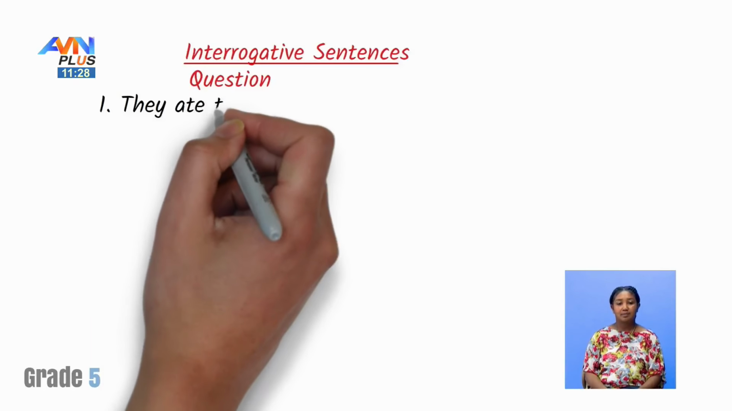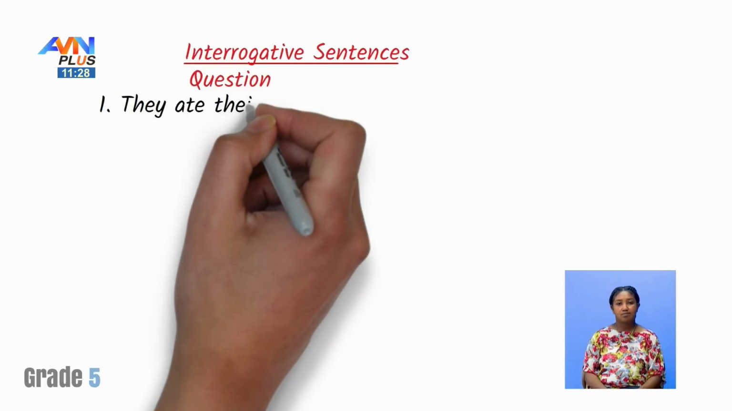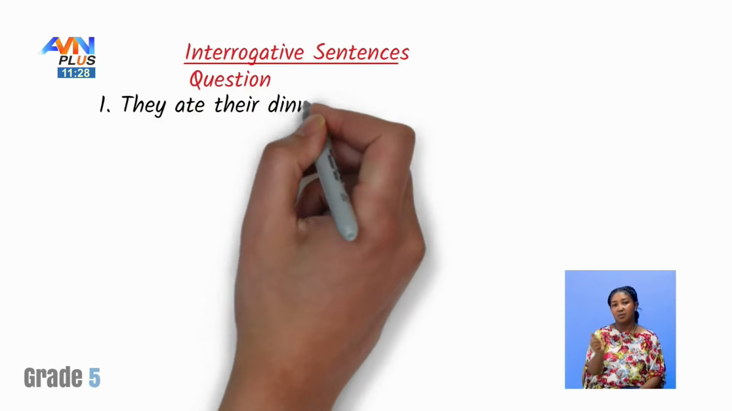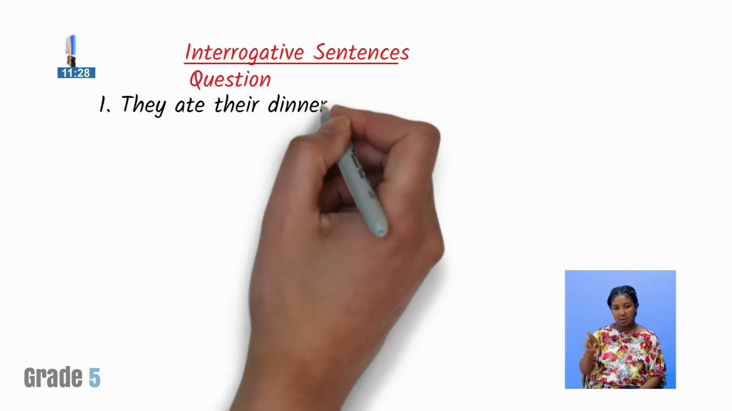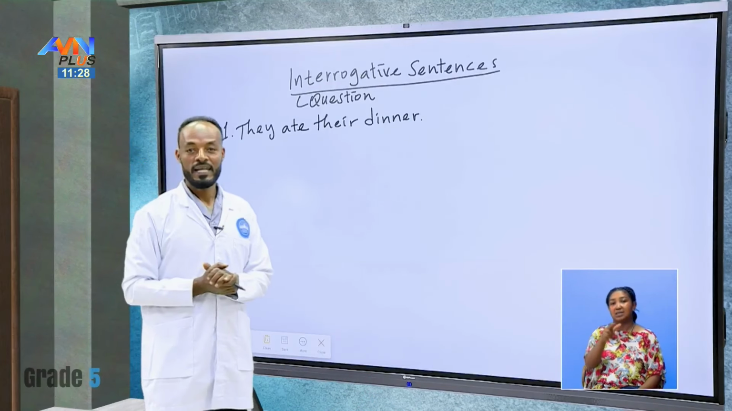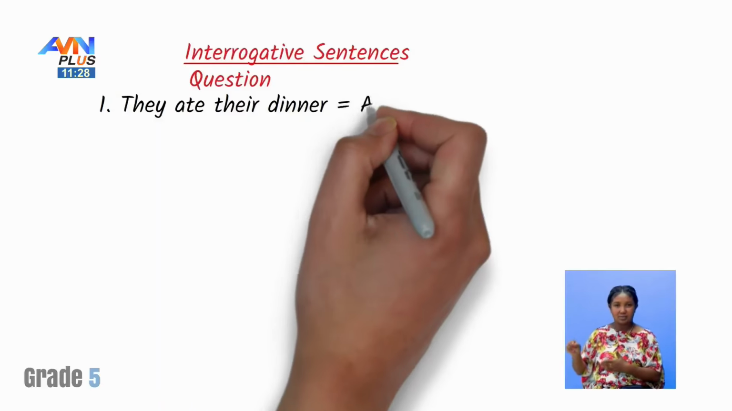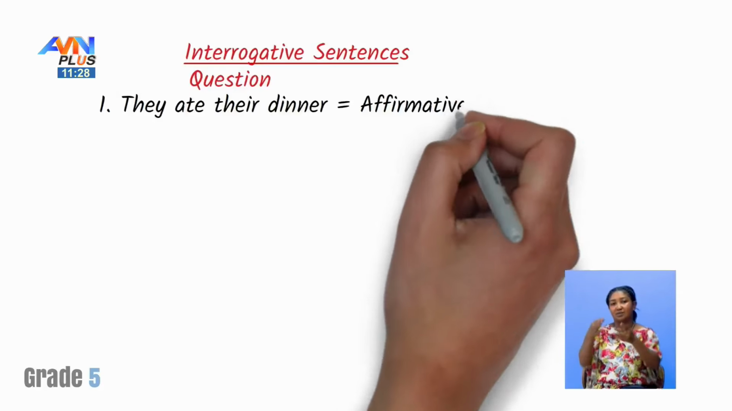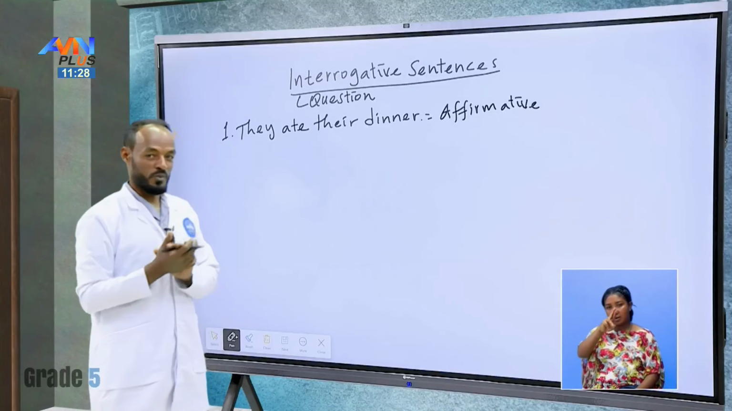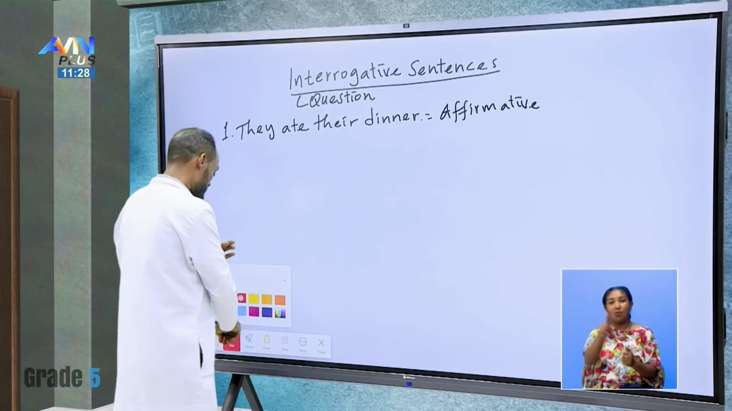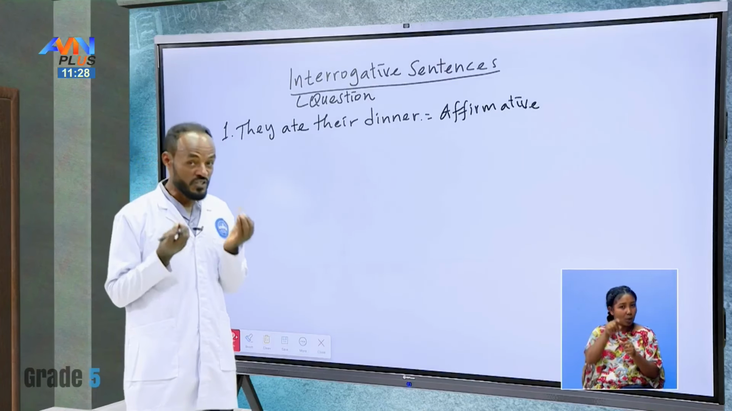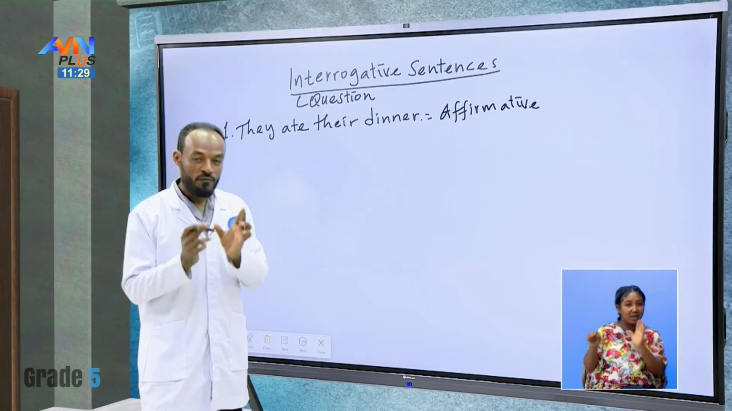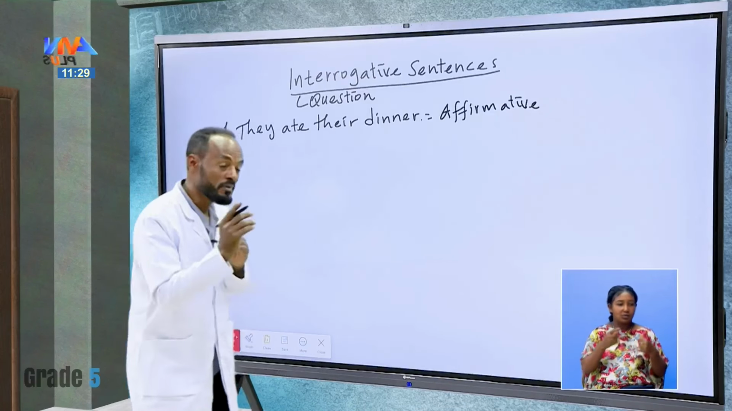For example, they ate their dinner. They ate their dinner. This one is affirmative, isn't it? Bravo. Affirmative. What about the question form of this one? Students, please bear in your mind, it's very simple, okay? If you want to change this affirmative into question form, first of all, you have to start from did.